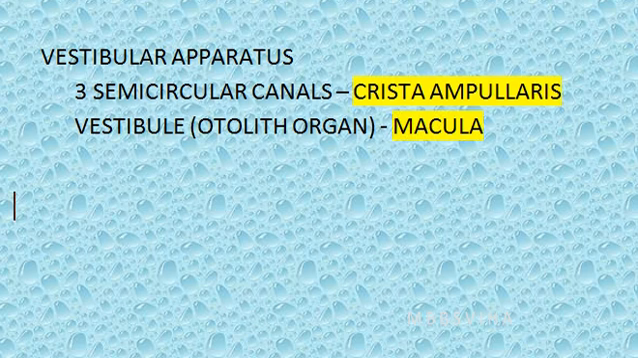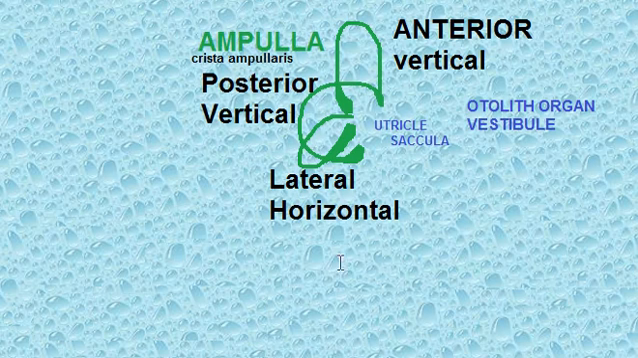So which are the 2 receptor organs in the vestibular apparatus? In the semicircular canals, actually in the ampulla of the semicircular canals, you have the crista ampullaris, and in the vestibule, you will have the macula. Fine. Now look at the diagram. These are the 3 semicircular canals that you have already read. Can you see the bulged portion here? See, in each of the semicircular canals, one end is narrow, the other end is bulged. The bulged end is called the ampulla, and that will have your receptor, crista ampullaris.